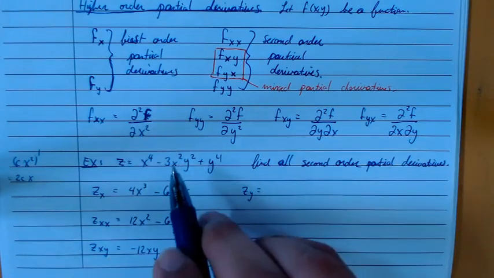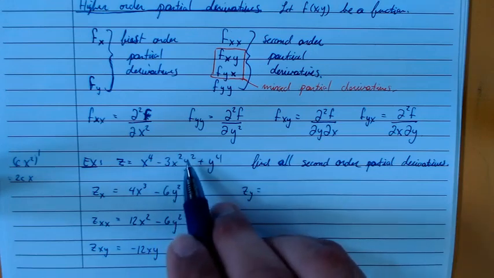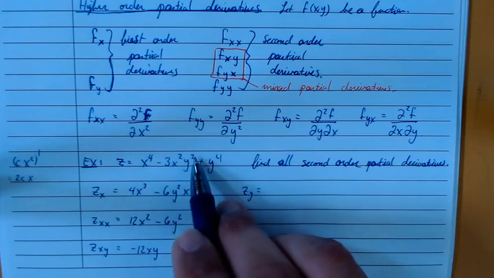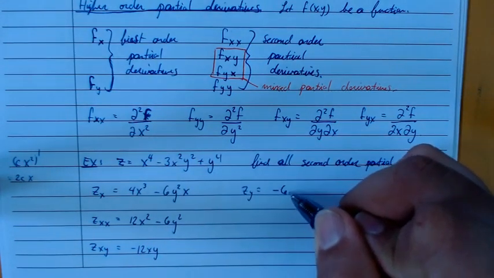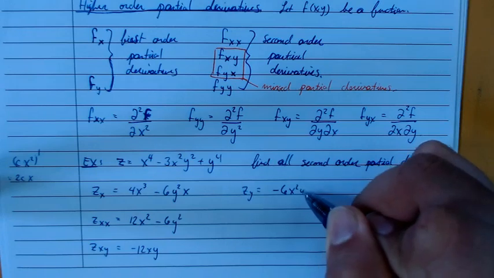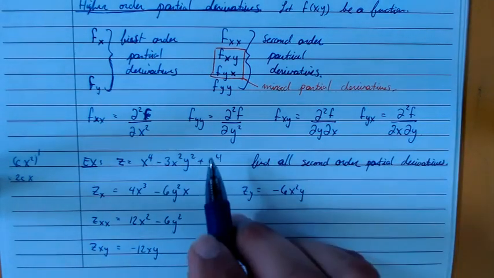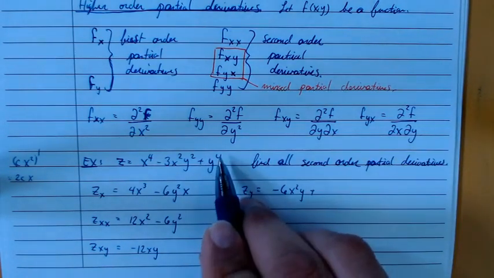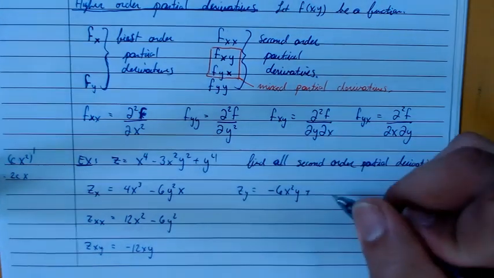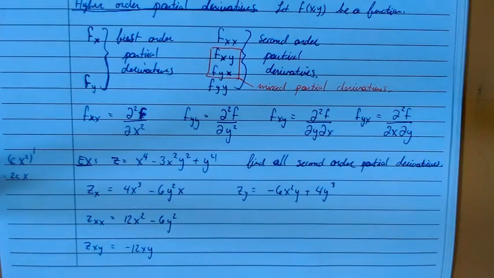Okay, with respect to y, this negative 3x squared, that's just a constant. So constant times y squared, take your 2, bring it down. It gives us a minus 6x squared, and then you brought your 2 down, so now that's just power 1. Plus, and then the derivative with respect to y of y to the fourth, that's just the power rule. Take your 4, bring it down, subtract 1 from the power. Looks very similar to this one.